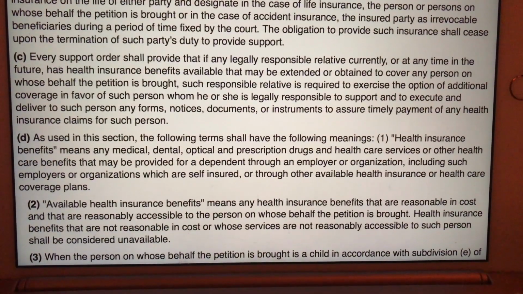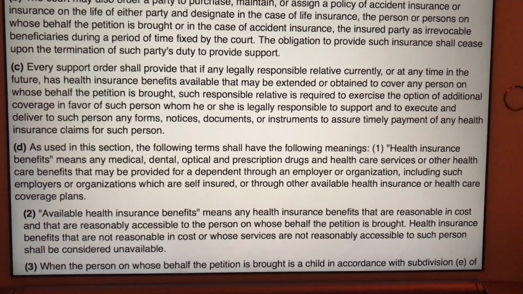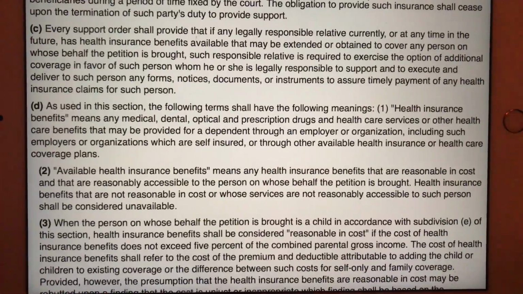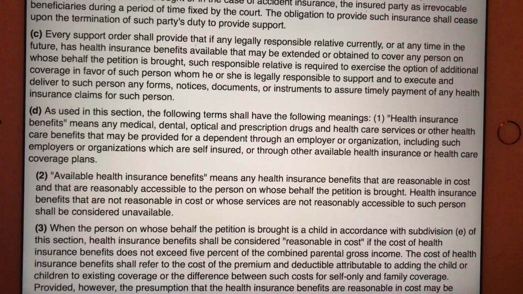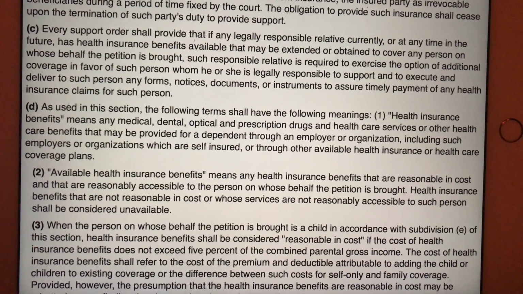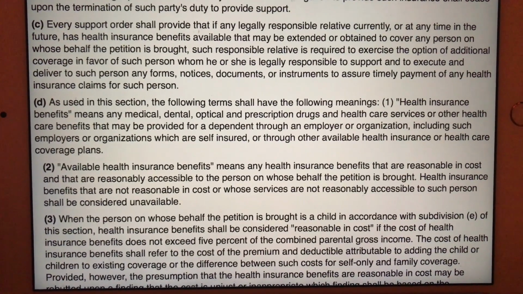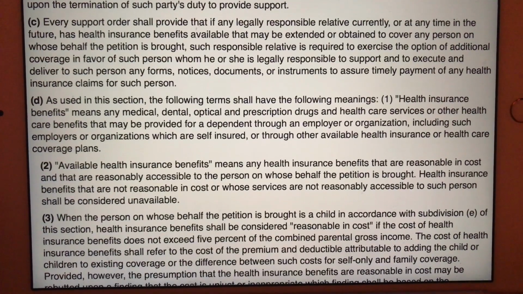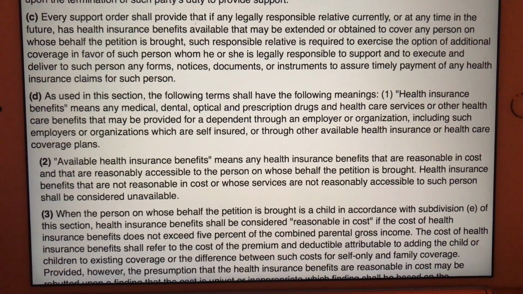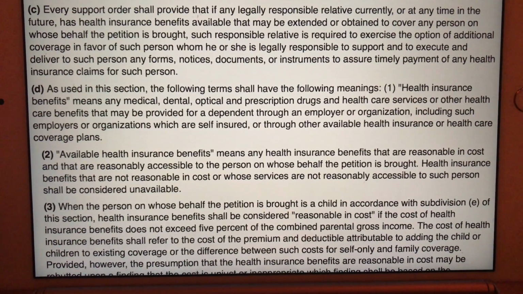2. Available health insurance benefits means any health insurance benefits that are reasonable in cost and that are reasonably accessible to the person on whose behalf the petition is brought. Health insurance benefits that are not reasonable in cost or whose services are not reasonably accessible to such person shall be considered unavailable. 3. When the person on whose behalf the petition is brought is a child in accordance with subdivision E of this section, health insurance benefits shall be considered reasonable in cost if the cost of health insurance benefits does not exceed 5% of the combined parental gross income.